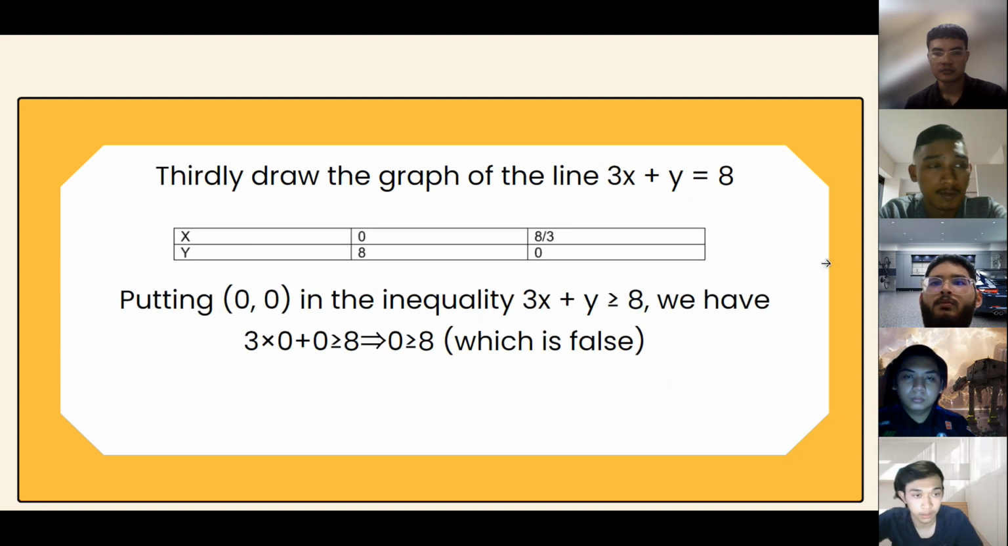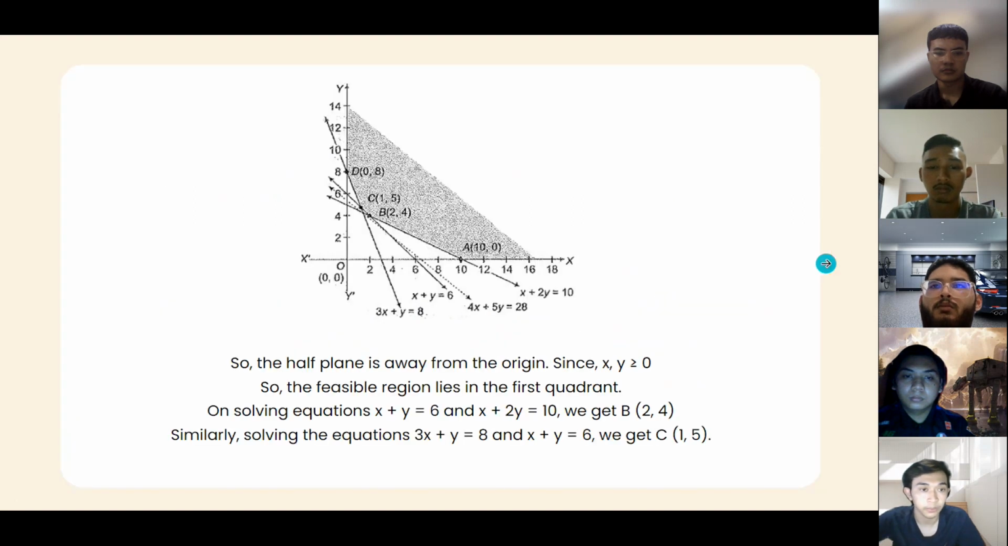The third step is to draw the graph of the line 3x plus y equal to 8. Putting 0, 0 in the inequality 3x plus y more than or equal to 8, we have 3 times 0 plus 0 more than or equal to 8, which is 0 more than or equal to 8, which is false. This is the graph that we have drawn based on the previous steps. So the half plane is away from the origin, and since x, y are more than or equal to 0, the feasible region lies in the first quadrant.